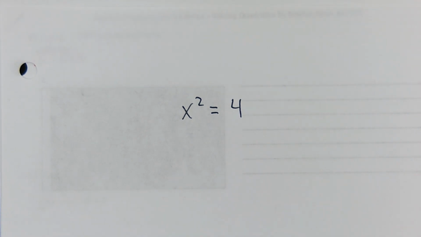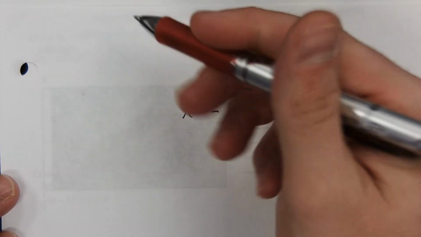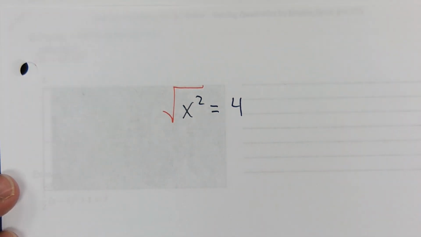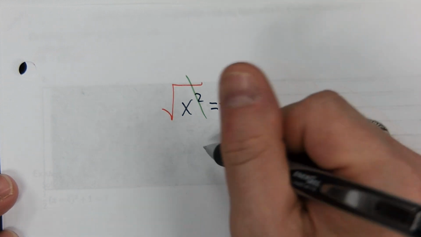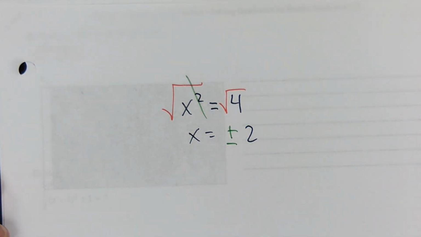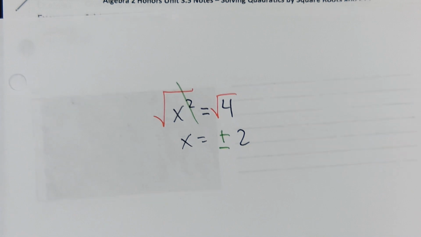Tell me, what number squared gets me 4? 2 is one of the answers. And negative 2. Remember, you should have learned this in Algebra 1. When you cancel a square with a square root, it creates a plus or minus on the other side of the equation. Like that. You have to remember that.